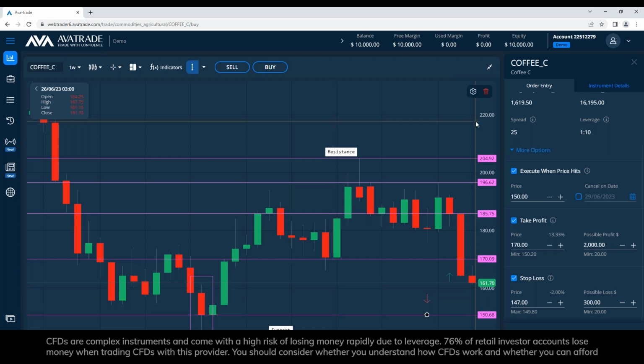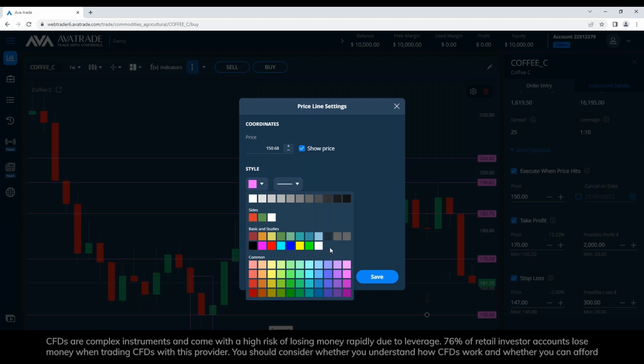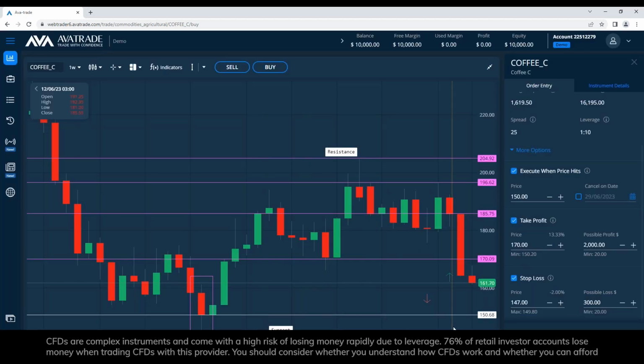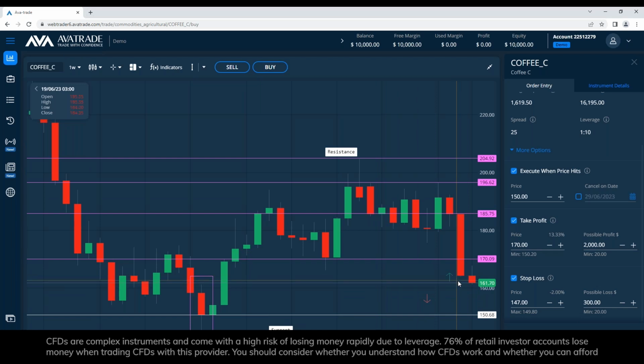So as you can see, this is one of the support lines. Let's paint it in white. Who knows why I'm planning to buy here and not here, while it's 161? This is the entry optimization. Optimization means that I can definitely buy here, no problem. But because I think it still has a way down to the support line, I'd rather feel safe buying it on the support line.